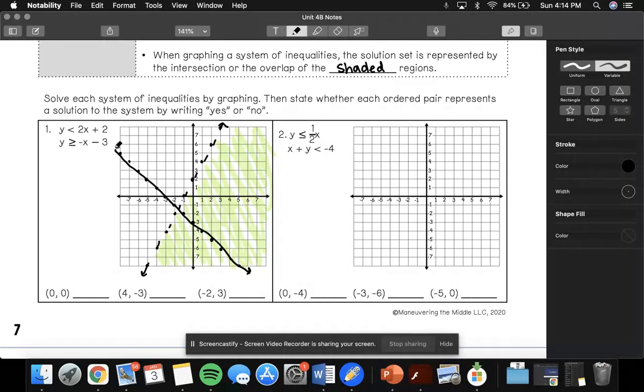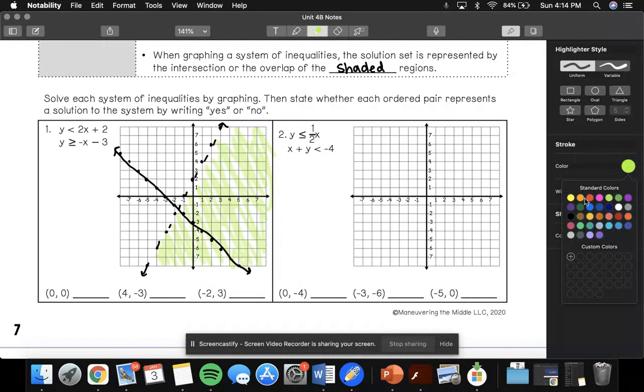Now I'm going to shade, and I'm going to shade a different color. I'm going to use a blue. Put my pencil on the y-intercept, and y is anything greater than or equal to this line.